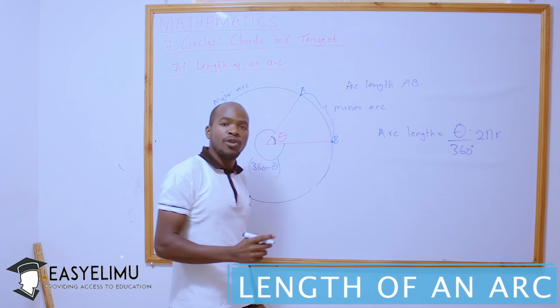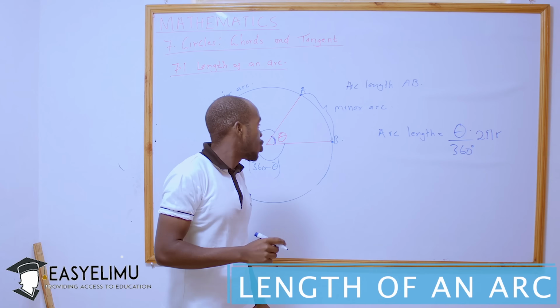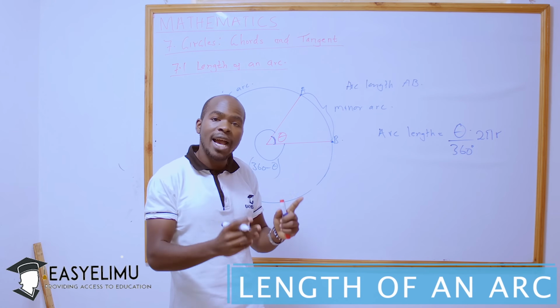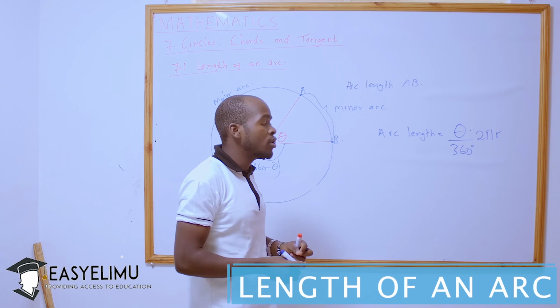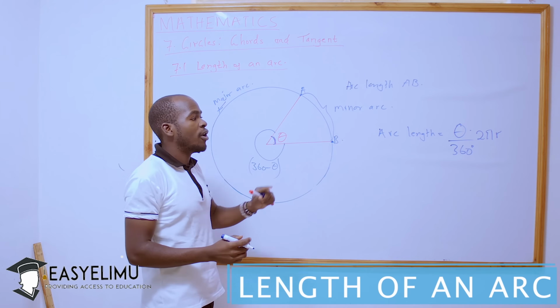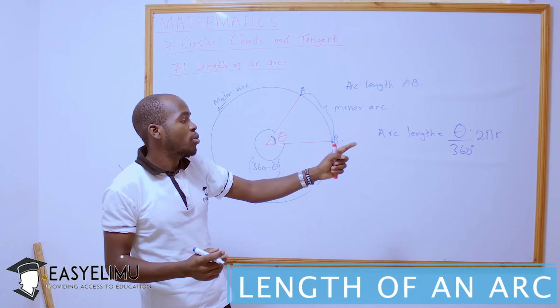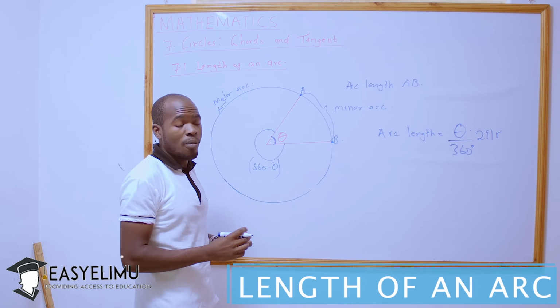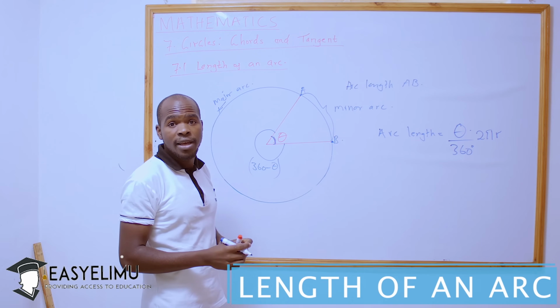Because remember, to find the circumference of a circle, we take 2 pi r, but in this case we are taking a section of that circle. So we shall take that section, which is theta over 360, multiplied by 2 pi r. May it be major arc or minor arc, the formula still stands.